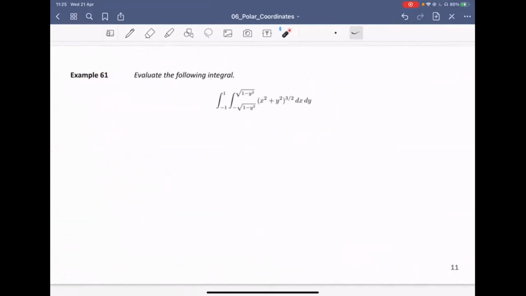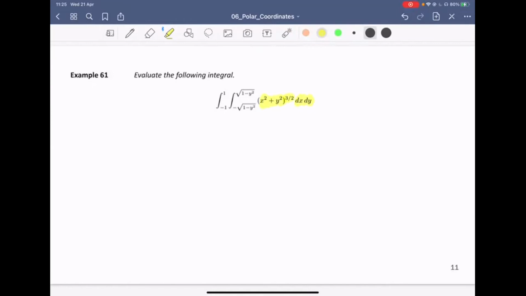Okay, let's do this one. 61, which is a pretty good one. I asked you to compute the integral here, but you can see that if you do not switch to polar coordinates, it's going to be terrible, because if you want to integrate x dy, look at that, x squared plus y squared to the 3/2. Oh my god, how can I integrate that thing? It looks hard.